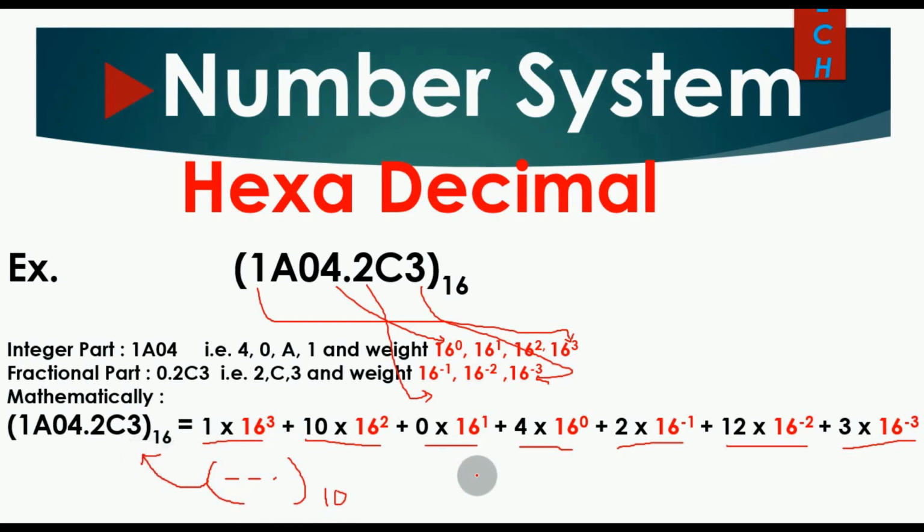So I hope you understand what the hexadecimal number system is and how you can use it. The application of the hexadecimal number system is basically that it is used nowadays in embedded systems and embedded programming. I hope you understand the concept of the hexadecimal number system.